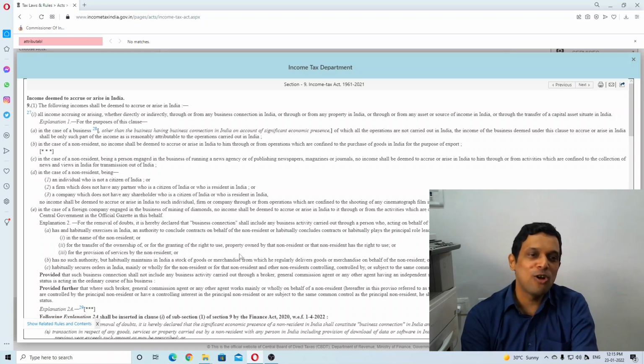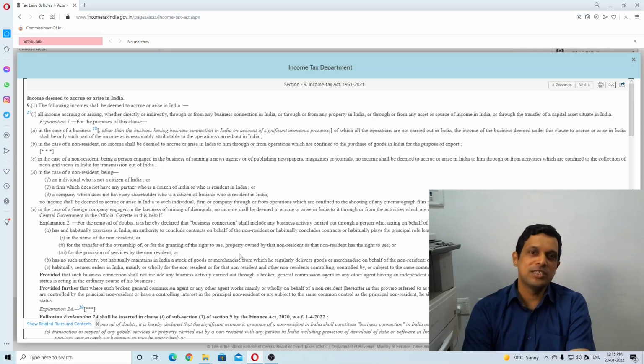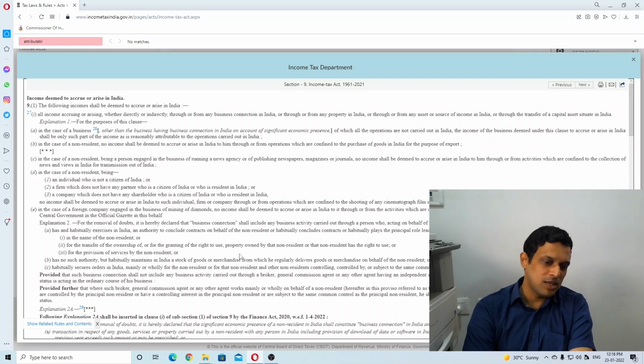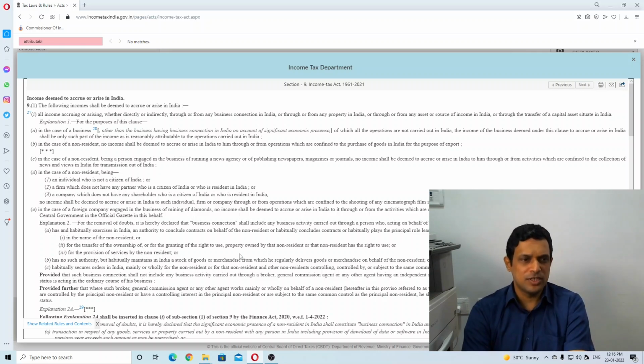9.1 talks about the following incomes which shall be deemed to accrue or arise in India. And 9.1 is the holy grail of a thing called business profits taxation. And let's just read 9.1 along with its explanation and see what this is. Again, it's important to understand the concept, and we'll probably devote a lot of videos to 9 over a period of time. But let's just get the ideas first.